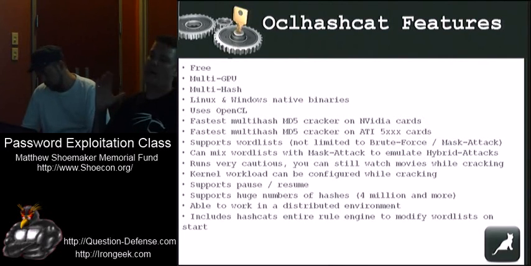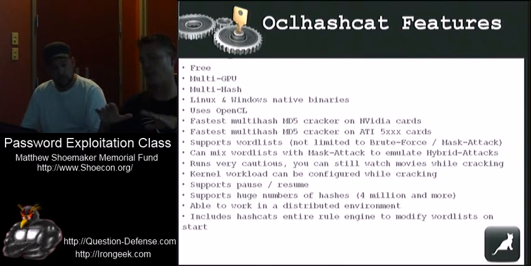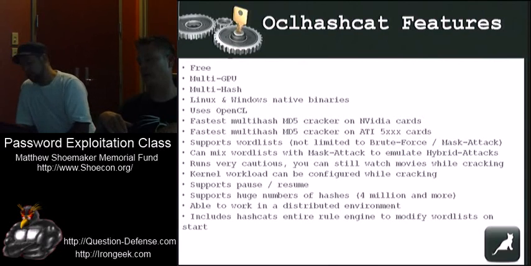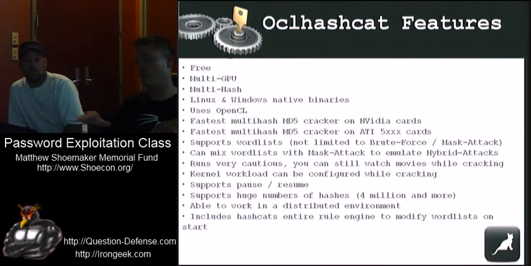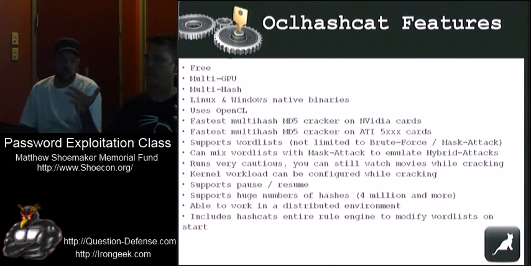I have a box with a series of 295 GTXs in it. The reason that was bad is that even one 295 GTX card is basically two cards inside, so I was really only using one half of one card. OCL Hashcat can utilize every half of every single card. So with four 295 GTXs, it's basically like I have eight GPU cards.